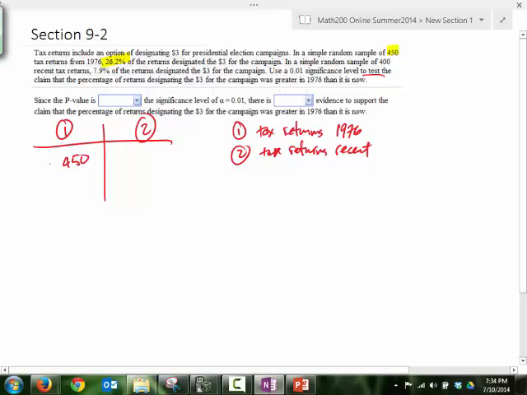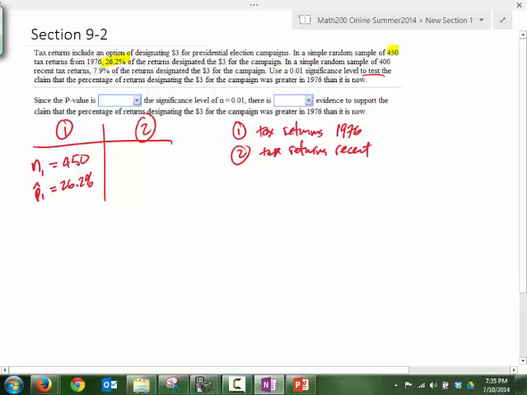450 is what? N. And this time, instead of just calling it N, we'll call it N sub 1, because this deals with our first population, N sub 1. Now 26.2%, what is that? P hat, right? It's not X, and we will need X. So let's call it P hat 1, and that's 26.2%.